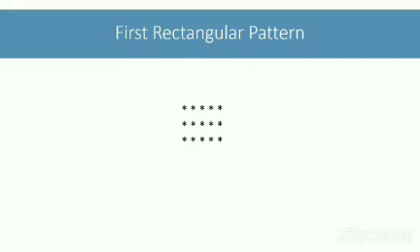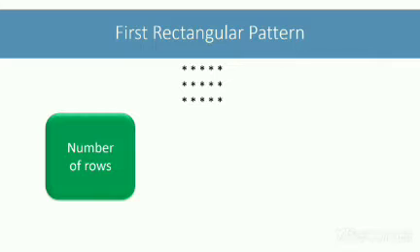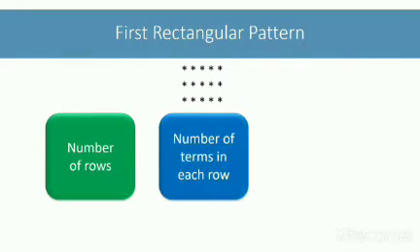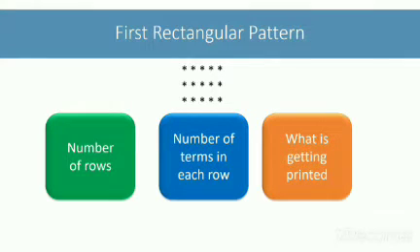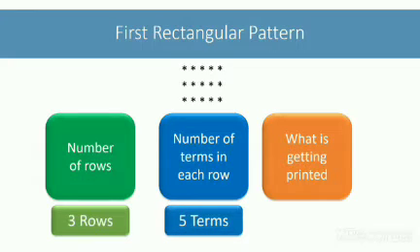This is the first pattern that we will learn. In a pattern, there are three basic things. First is the number of rows in the pattern. Second is the number of terms getting printed in each row of the pattern. You can also think of it as the number of columns in the pattern. And the third one is what is getting printed in the pattern. For this pattern, the number of rows is 3. Each row has 5 terms in it, and each term is a star or asterisk. Now let's switch to BlueJ and write a program for it.